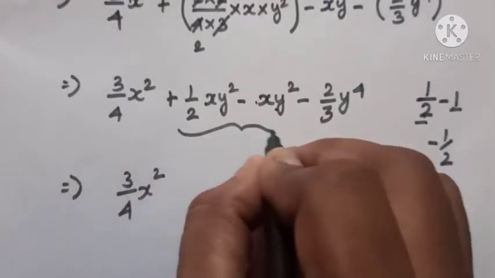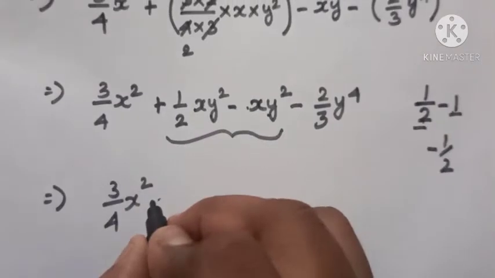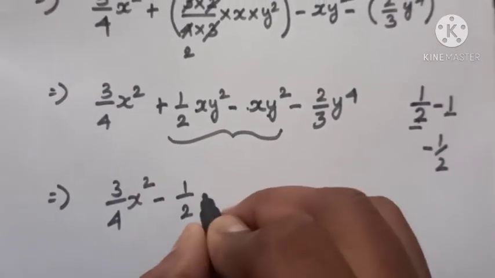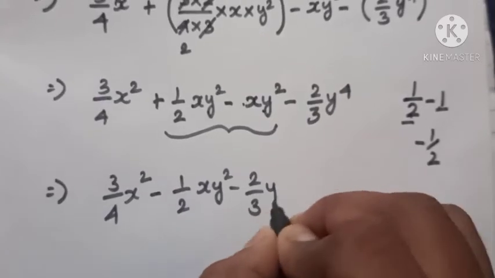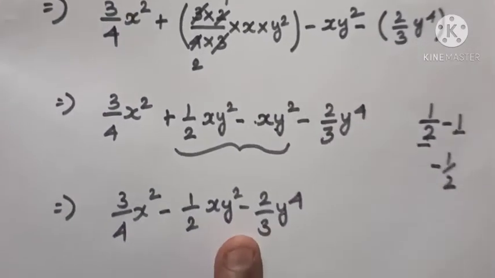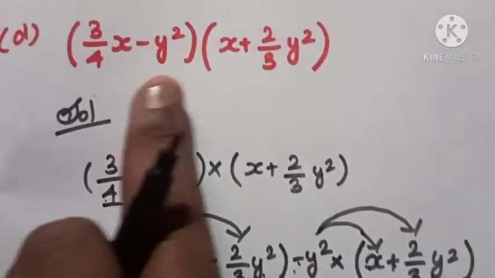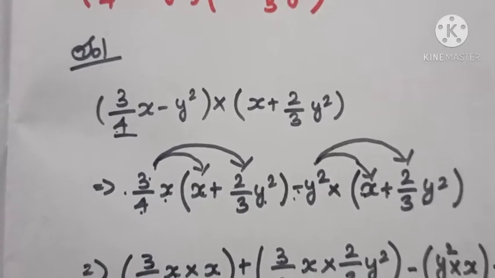in these two like terms, minus 1 by 2 x y square minus 2 by 3 y to the power 4. So this is the result of the product of this binomial. Next we move on to question number 4.